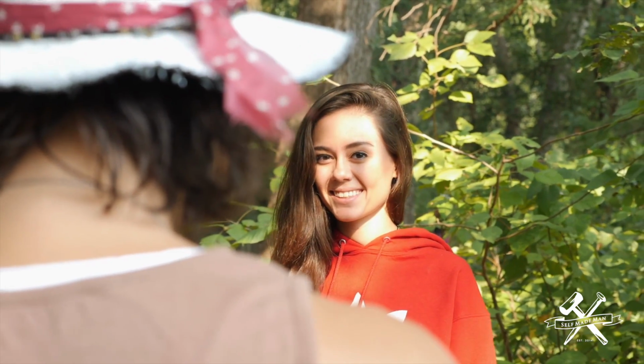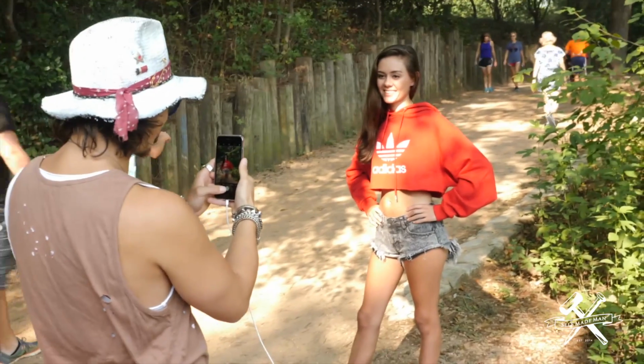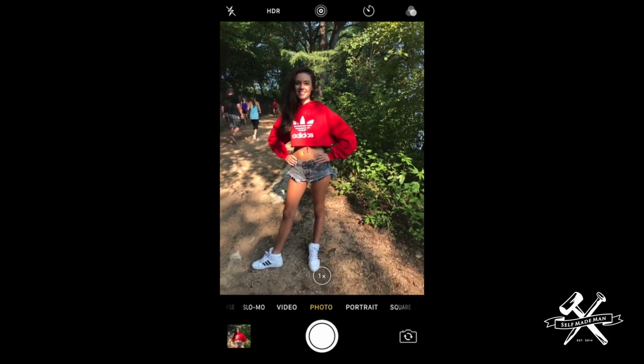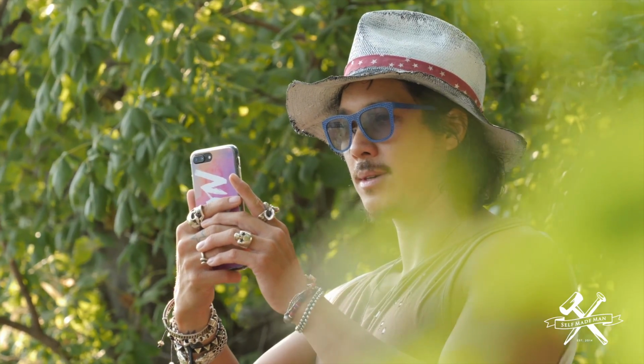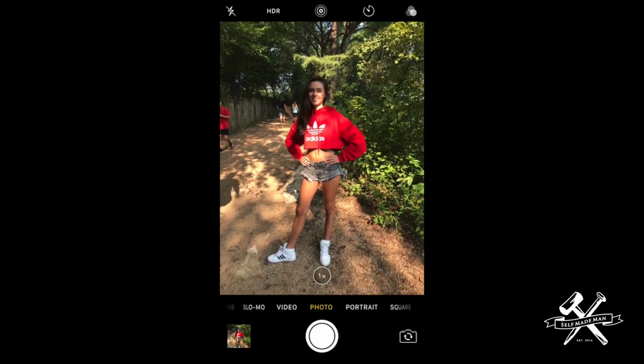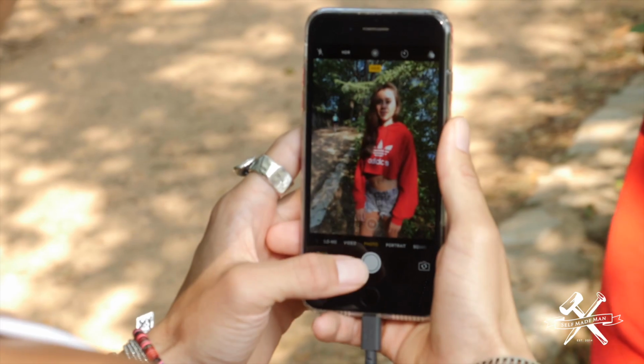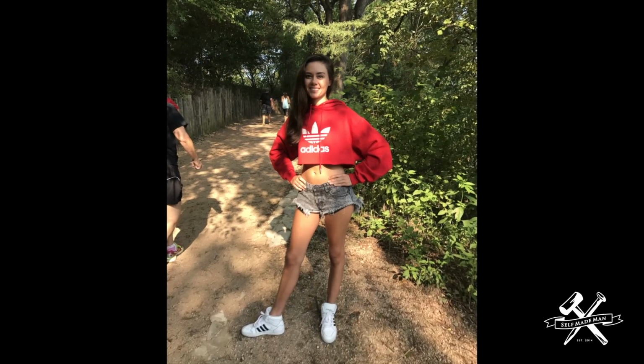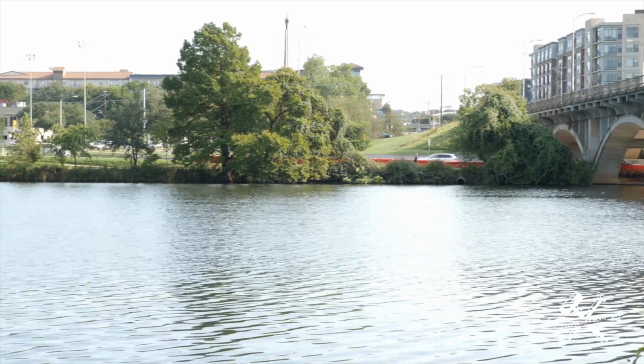Smile. So this is a really good example of what bad light is and what we're not looking for. So now let's go show you what we are looking for and a good example of good light.